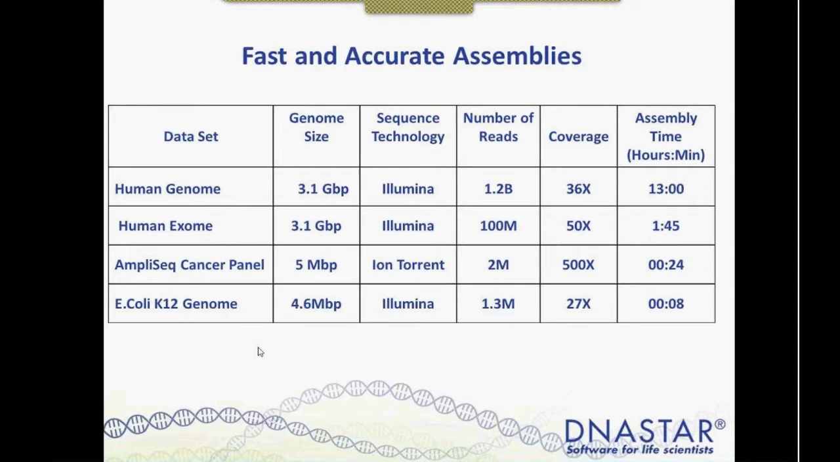So one of the first things I like to show is a list of benchmarks that shows that our software has very, very fast assembly times. For example, a human genome data set, which has over a billion reads, nearly 40x coverage, to do the assembly and the SNP analysis and to produce the output files takes about 13 hours.